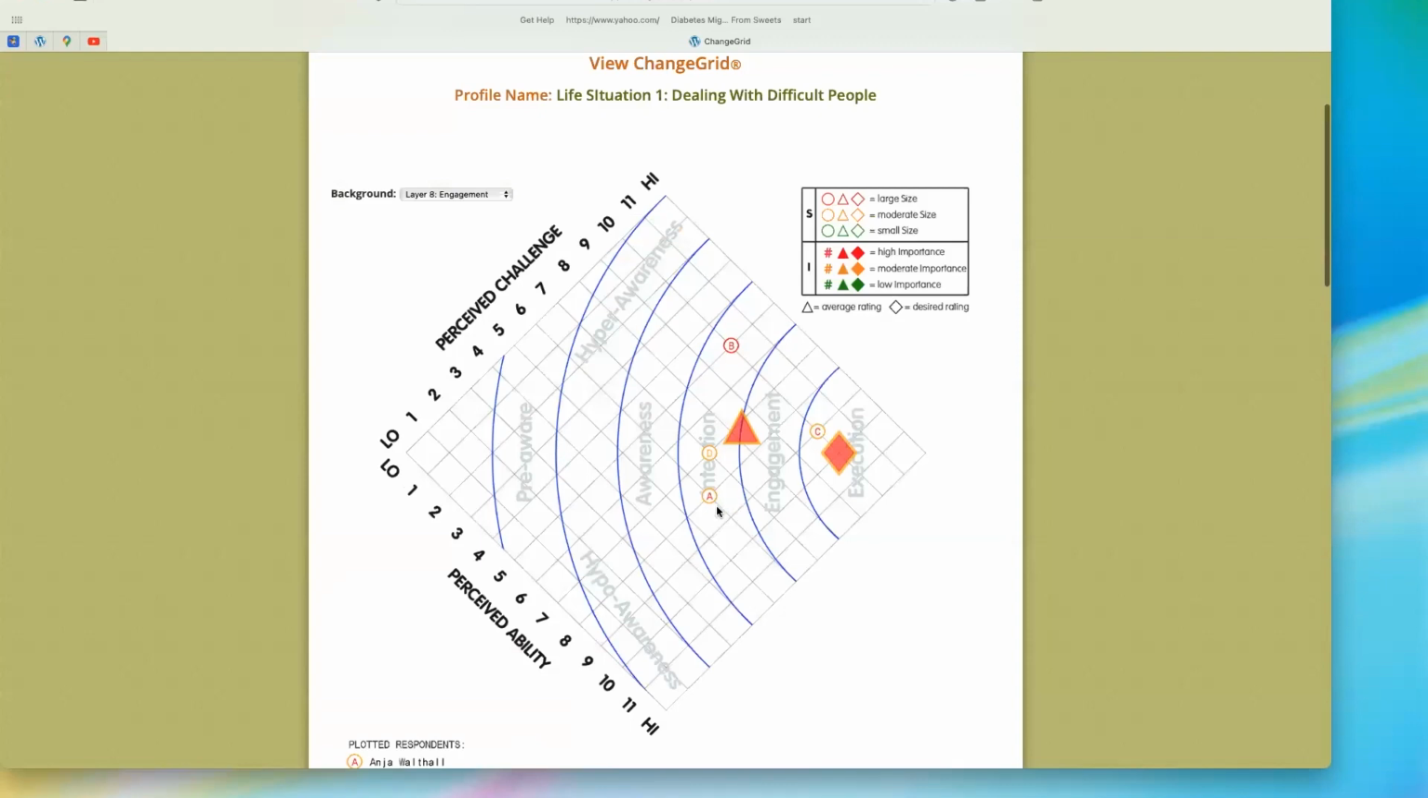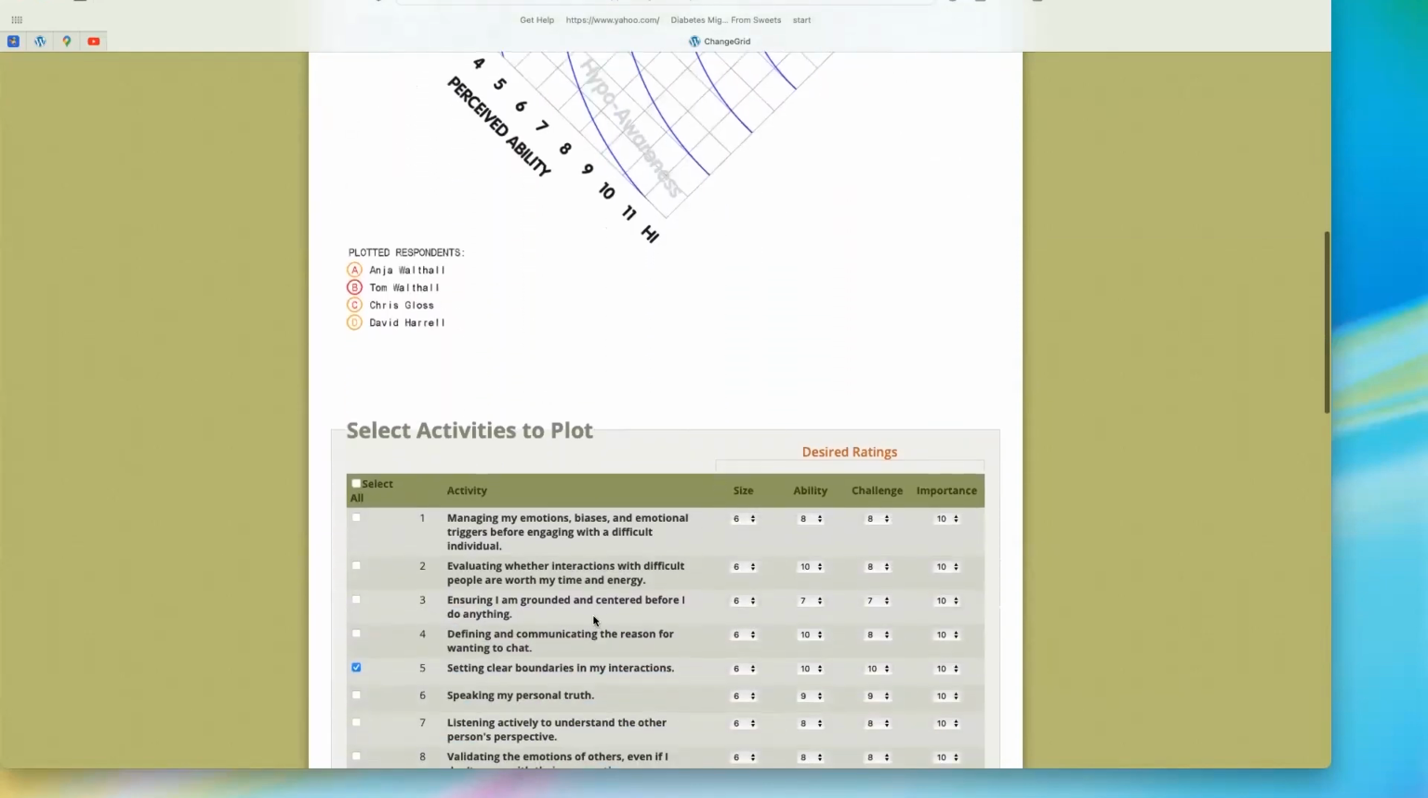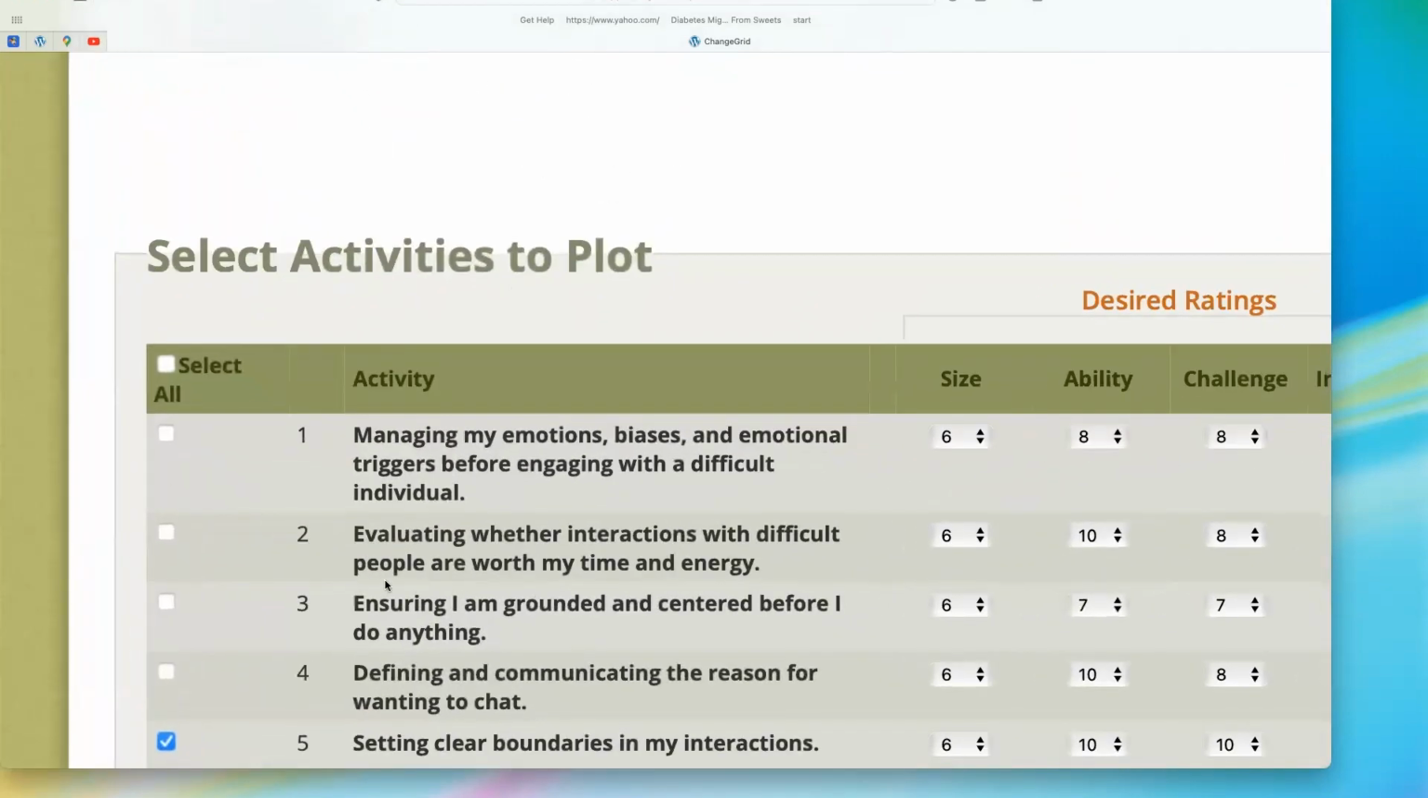All right. So now, this particular activity we've chosen, you just scroll a little bit, setting clear boundaries. I wish I could get this to stay jumbo.